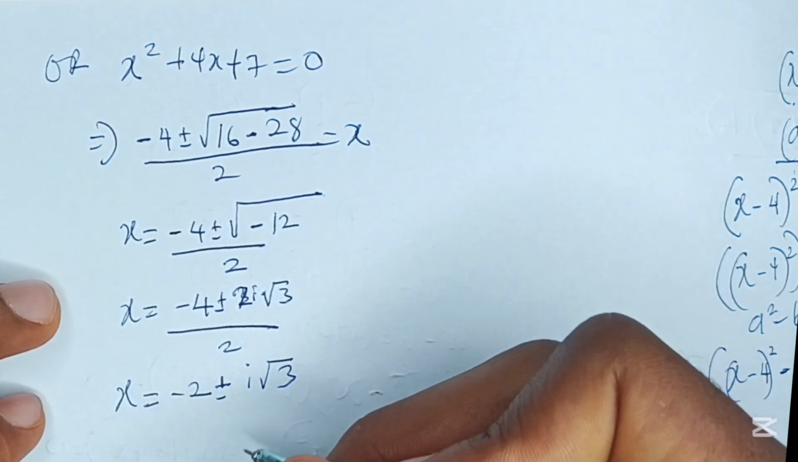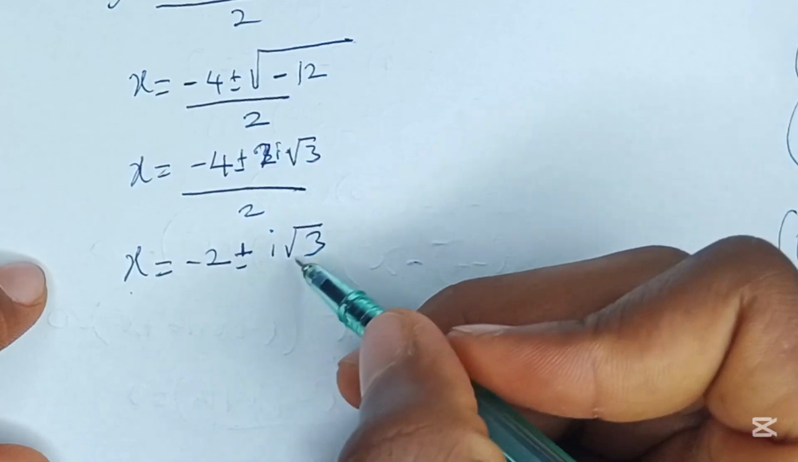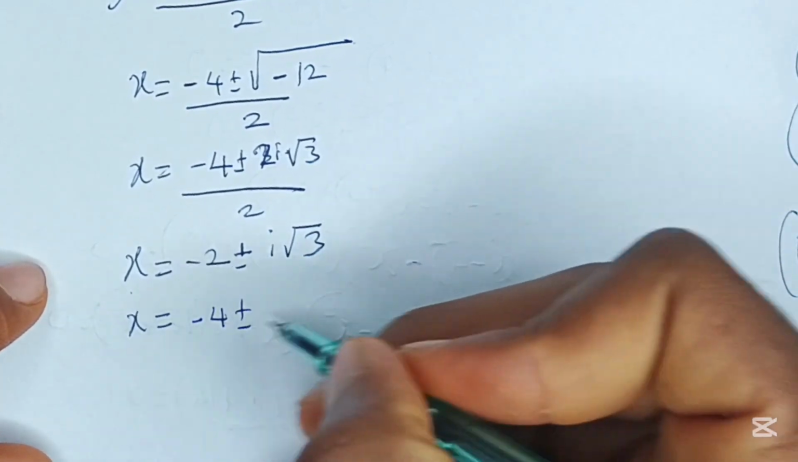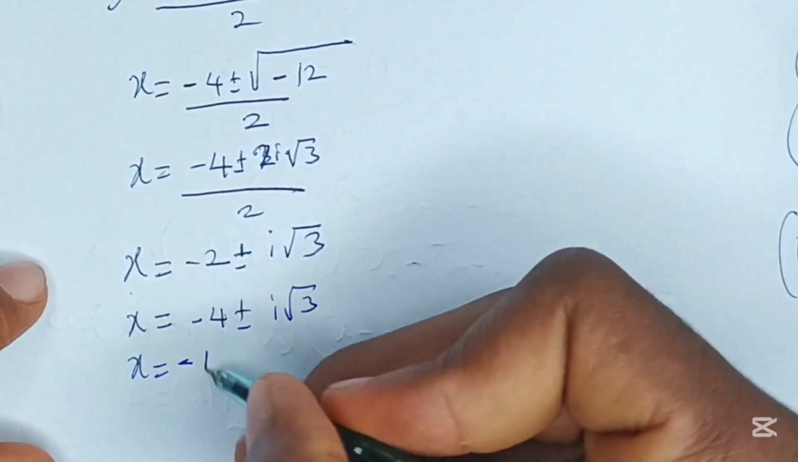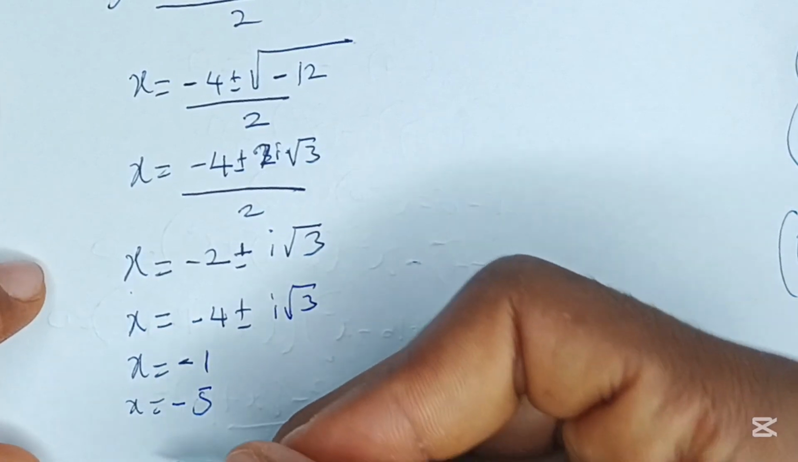Okay, so these are the second set of answers for x. So we have that x is equal to -2 plus or minus i root 3, or x is equal to -4 plus or minus i root 3, or x is equal to -1, or x is equal to -5. So these are the 6 answers for x in this question.